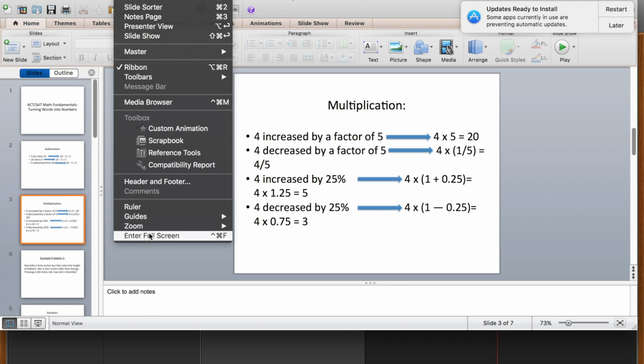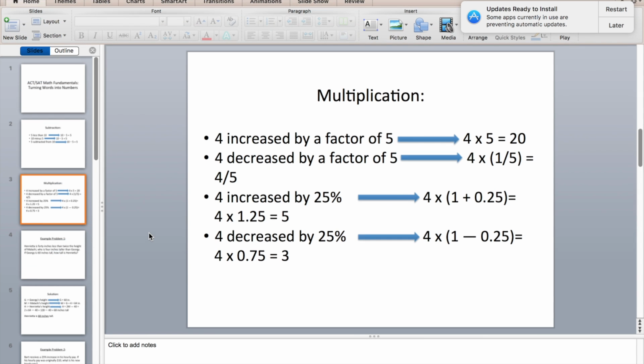But let's go right back into it. Anyway, that doesn't change anything. I just had some errors. Don't make that mistake. But yes, 4 increased by 25% will give you 5. And 4 decreased by 25% is the same thing as saying now we're subtracting 0.25 from 1. So 4 times the quantity, 1 minus 0.25, or in other words, 4 times 0.75, which is 3. Okay, let's look at some examples.